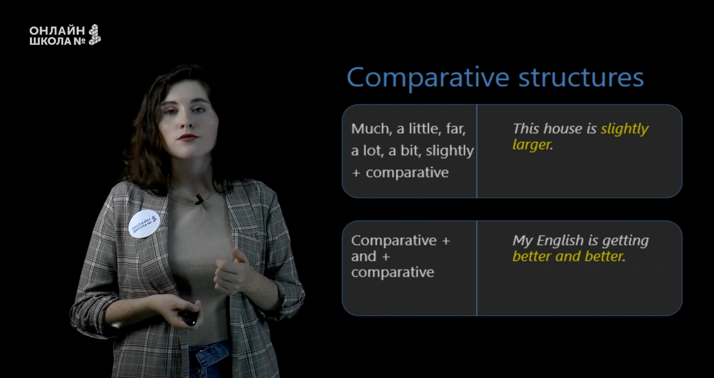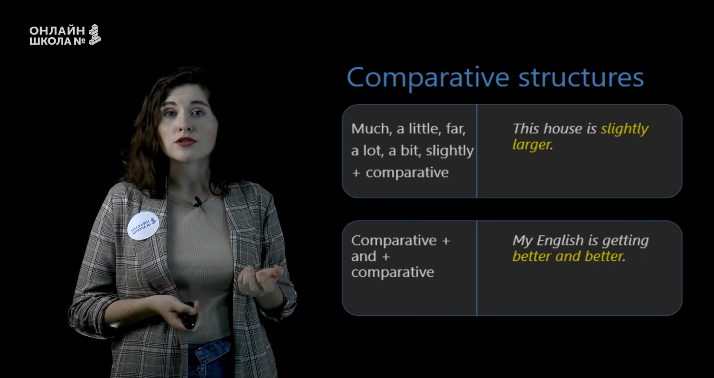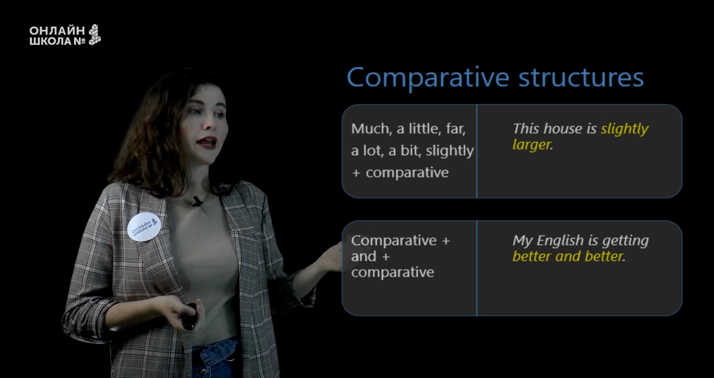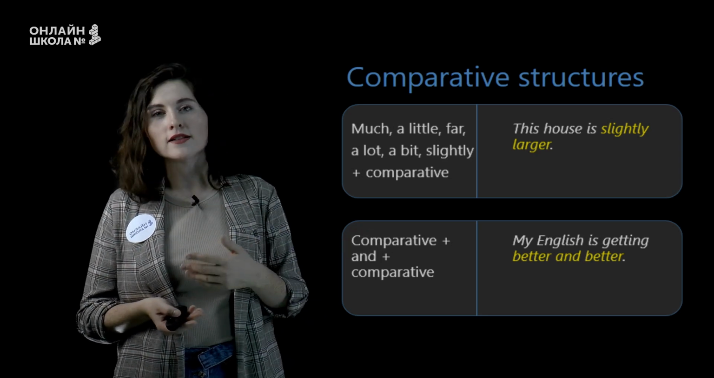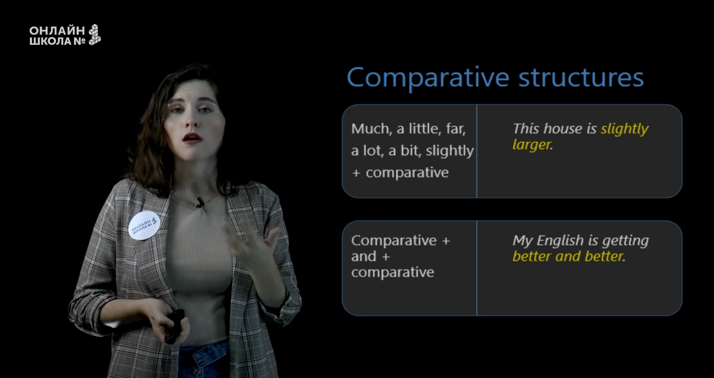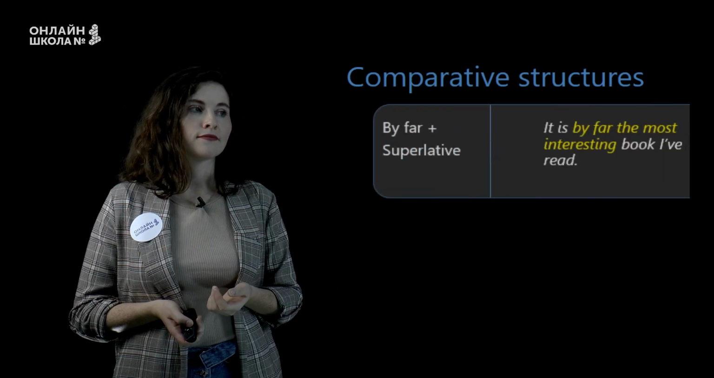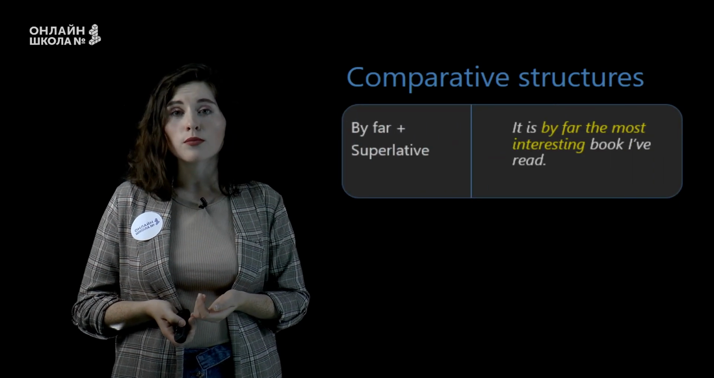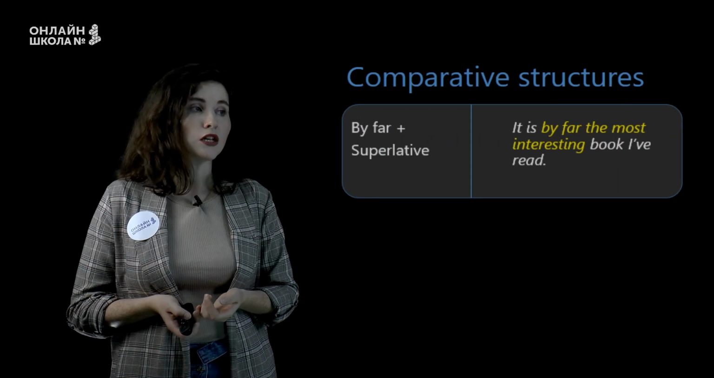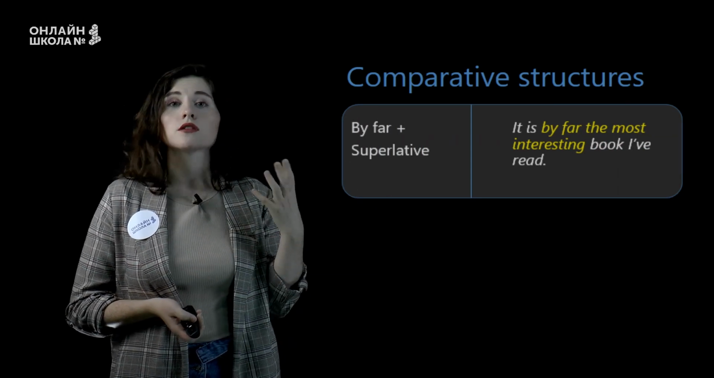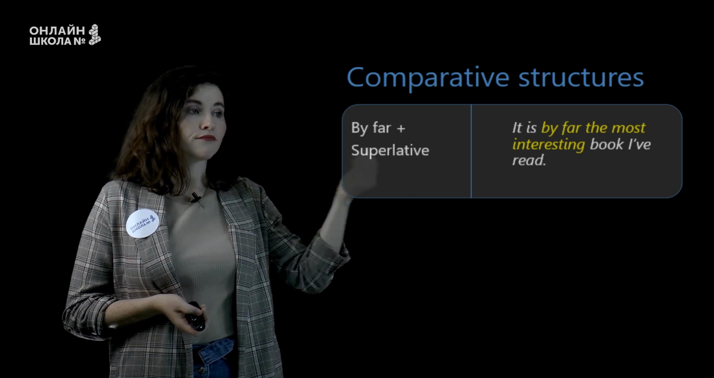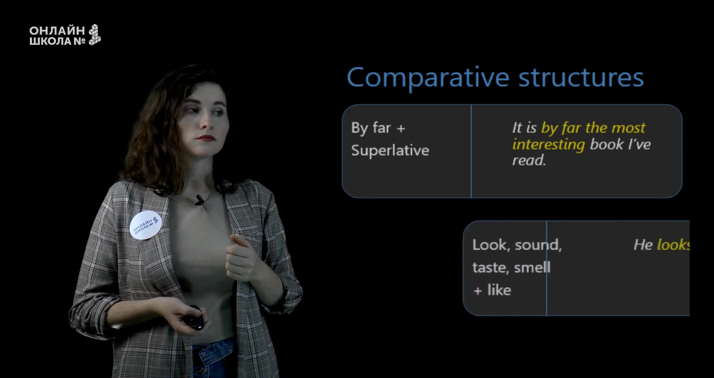Next, comparative plus and plus comparative. We use it when we say that the situation is changing. My English is getting better and better. So the situation is in the process of changing. By far plus a superlative adjective. It is by far the most interesting book I've read. We use this structure when we want to focus our attention on the quality.